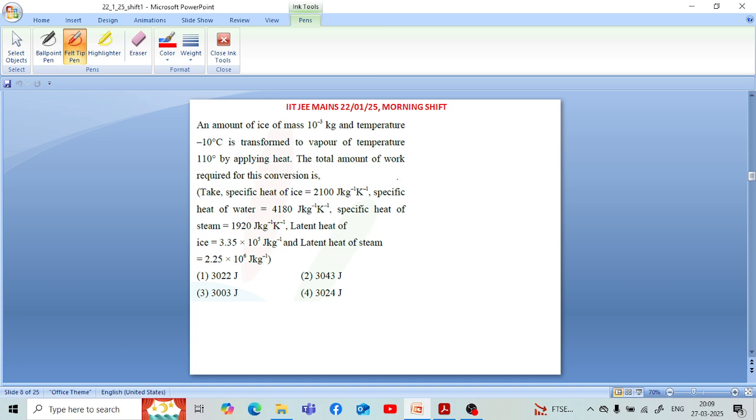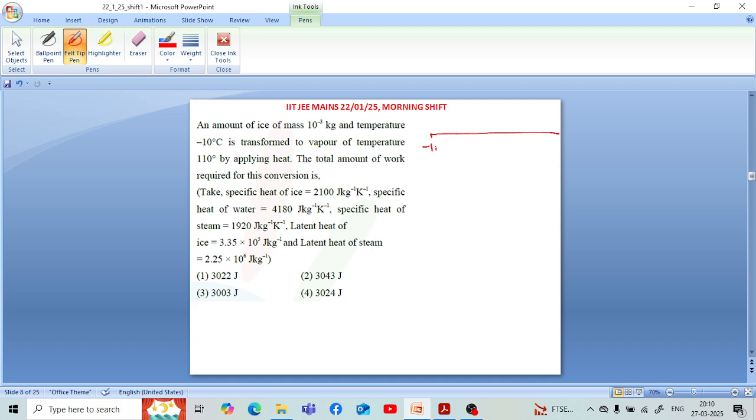3024 joules. So the problem is based on the topic calorimetry, and in this particular problem we have to find out the total amount of work required. So the total amount of work required is basically used to give the heat for the conversion of the ice at minus 10 degrees Celsius to the vapor of temperature 110 degrees Celsius. So there are intermediate transitions here.